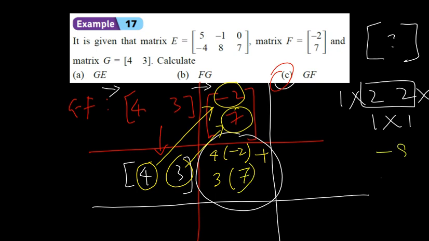So what do you get? You get -8 plus 21. You'll get 13. So the answer is 13 here. So the matrix is 13.